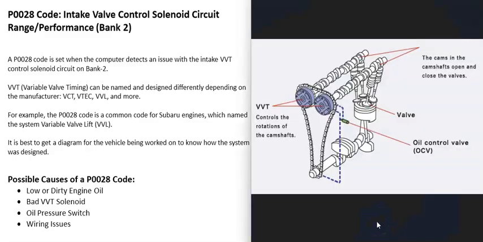Well, basically, many modern vehicles have what's called variable valve timing, and this is a good system. It can help improve gas mileage, it can help give better horsepower at different RPMs, and things along these lines. But when you get this P0028 code, the computer's seeing a problem inside the system on the bank 2 side of the engine, and so it's going to be troubleshot to find out why.